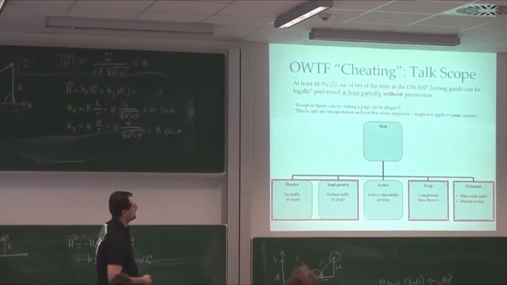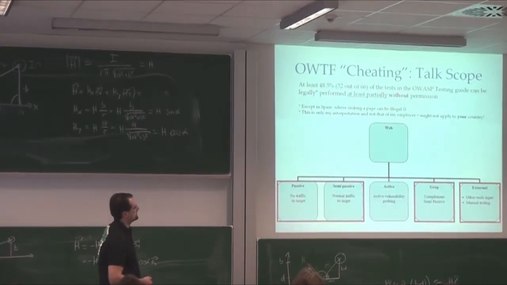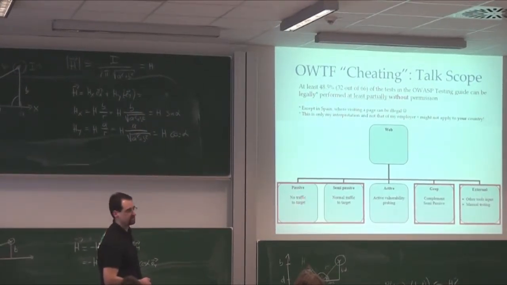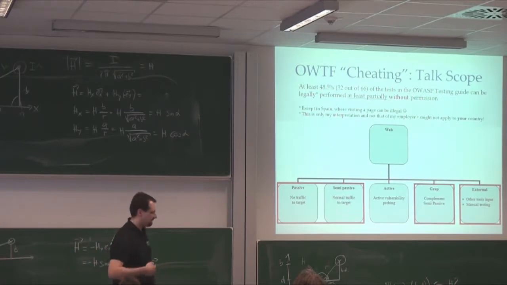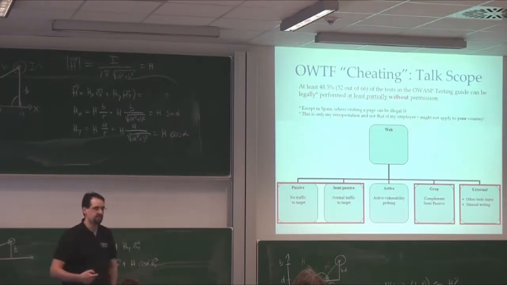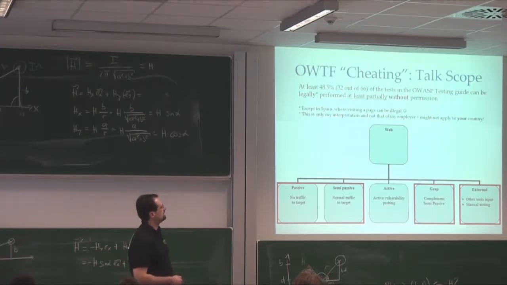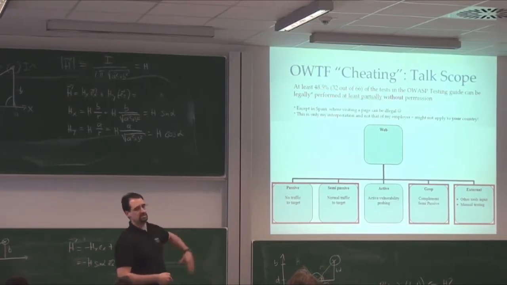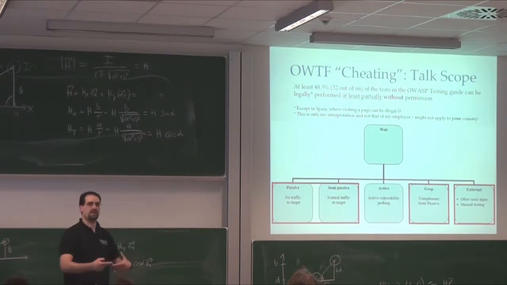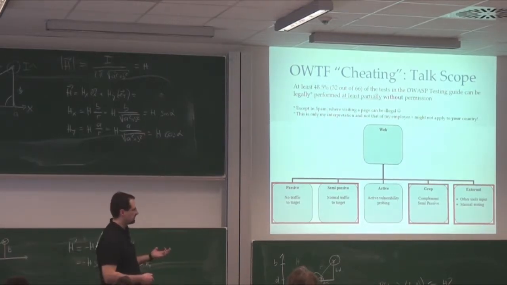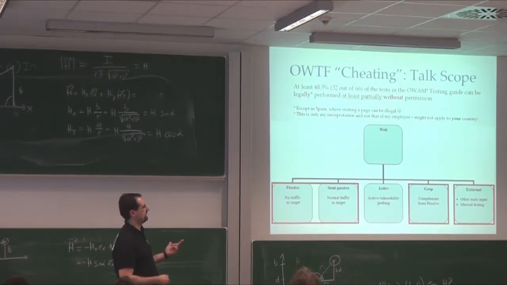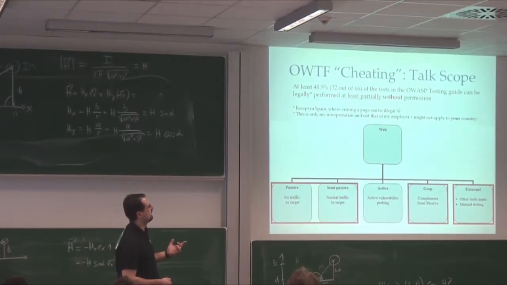So passive will send no traffic to the target. Testing will be mostly through third-party sites, indirect testing, if you want to call it that. And semi-passive will send some traffic against the target, but the traffic will be normal looking. It will be the same as if a user was just visiting the site. So no real attack. Active vulnerability probing would be like if you're trying to find SQL injection and you're sending a lot of requests to try to find a vulnerable parameter. For this, we would require permission, and this will not be covered in this talk because of that.